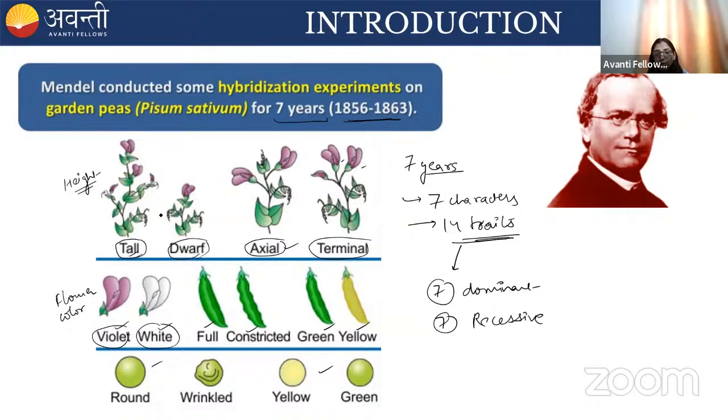And so in total he has taken 1, 2, 3, 4, 5, 6, 7, 8, 9, 10, 11, 12, 13, 14. So there are 14 traits and 7 characters. The 7 characters are height, position of the flower, color of the flower, shape of the pod, color of the pod, shape of the seed, and color of the seed. So remember all these traits and characters. These are very important.